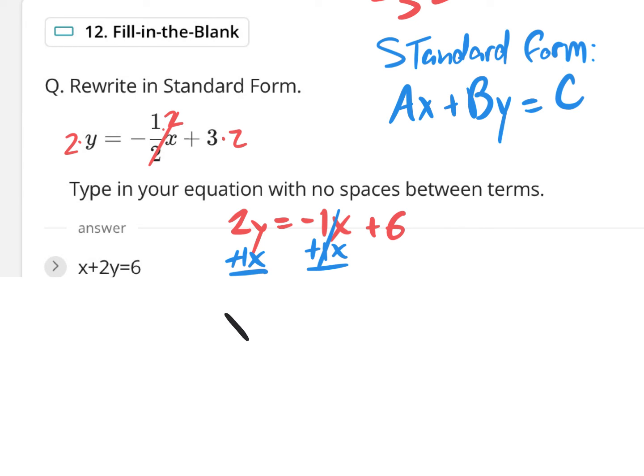Let's do our x term first, alphabetical order. Write 1x first plus 2y equals 6. That's all that's left on the right side, just the 6. And yes, I could put a 1 if I wanted to, but it's really not necessary. Whenever you have a 1, you don't even have to write the 1. Just write the x. So this is the standard form equation that you're going to type in with no spaces between your terms: x plus 2y equals 6.